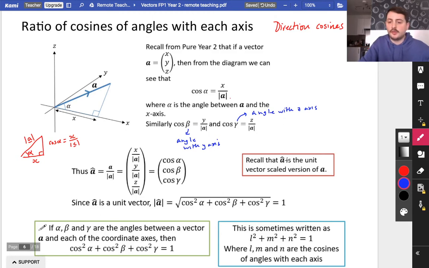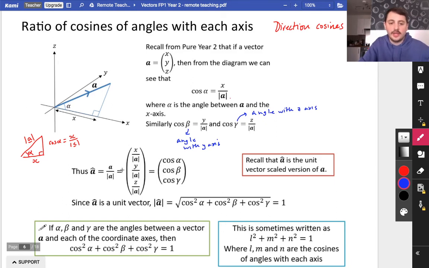A little bit of a reminder: when we see A with the hat, A hat is the unit vector scaled version of A. So we know that the modulus of A hat is just 1. Remind yourself that A hat is the vector A divided by its modulus. If you need to remind yourself, you can go to the Year 12 Vectors playlist for pure maths and look at the stuff on unit vectors, where you take the vector that you have and divide all parts by its magnitude.